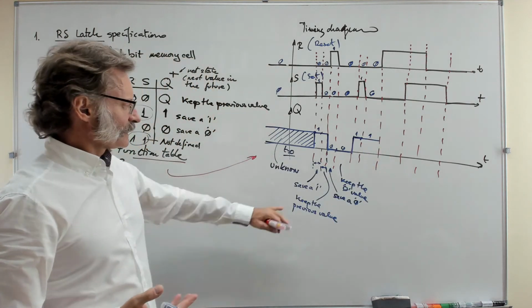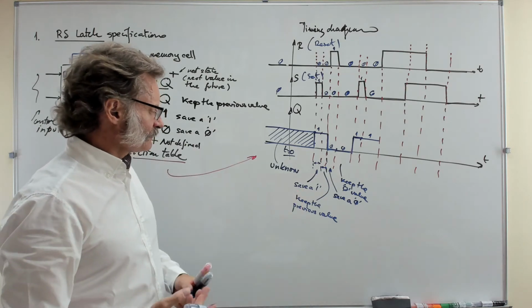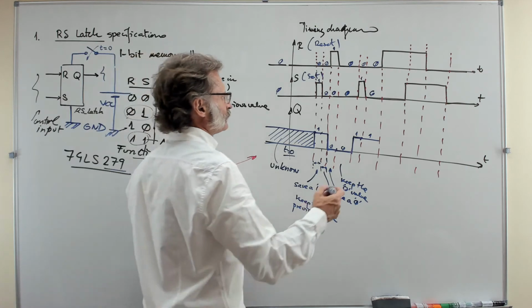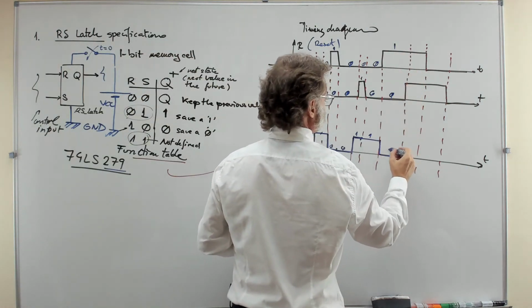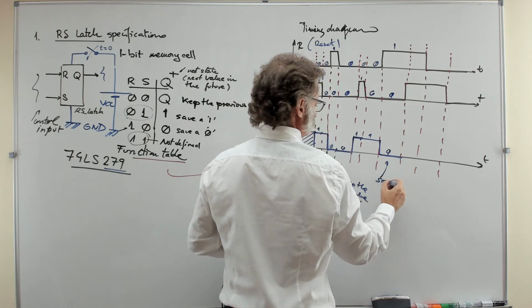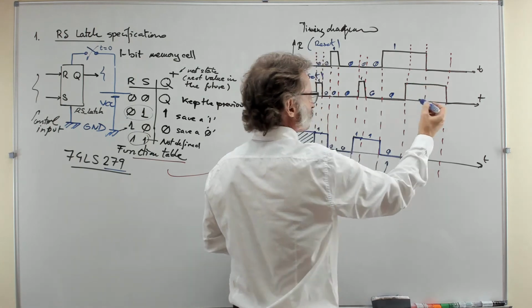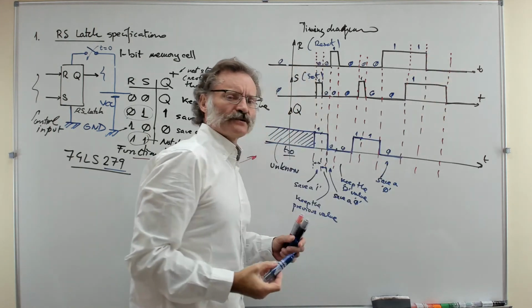And you can annotate the same comments, memorize a 1 and save the value that was previously there, that was a 1. And then you see 1 and 0, and you go down to save a 0 again. And then something, you see, weird is happening here. You are driving 1 and 1, because you can do that, you know.